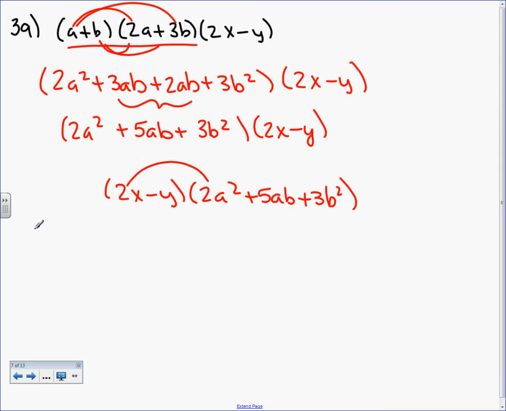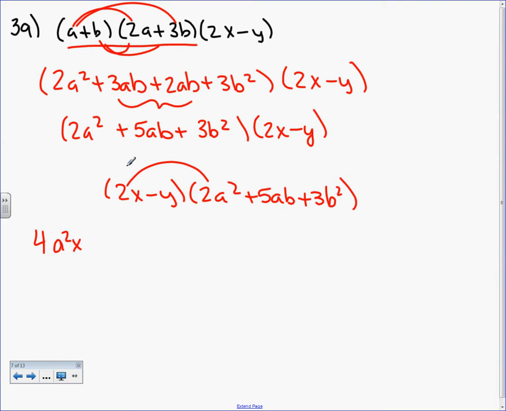2 times 2 is 4, right? And I've got an x and an a squared. So most of the time we go alphabetical descending order. So I'm going to call it a squared x. It is not wrong if you call it xa squared. I don't care. That's not the point today.